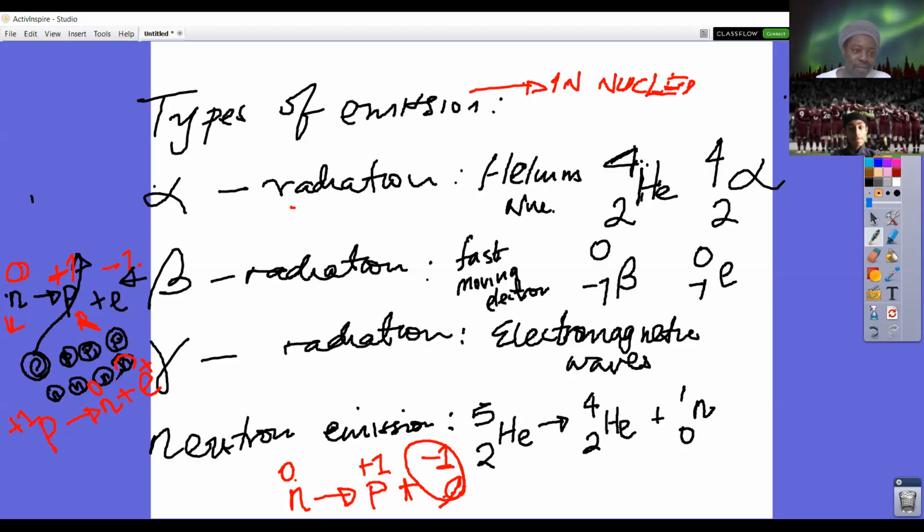Don't worry, that's advanced physics. Just keep that in your mind; it's just for your own knowledge. At this rate, all you need to know is that when a neutron turns into a proton, it also gives off an electron.